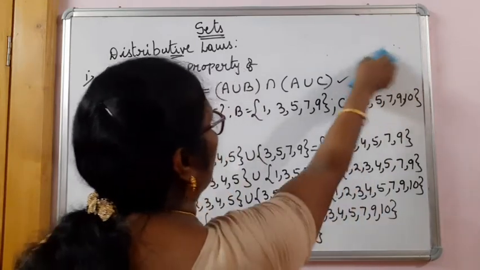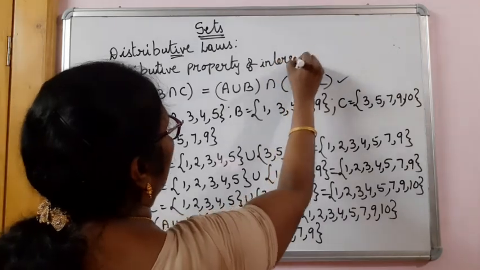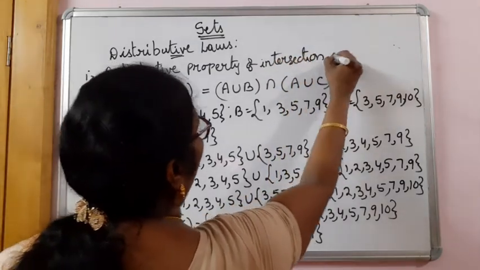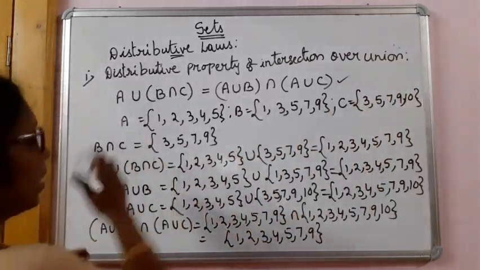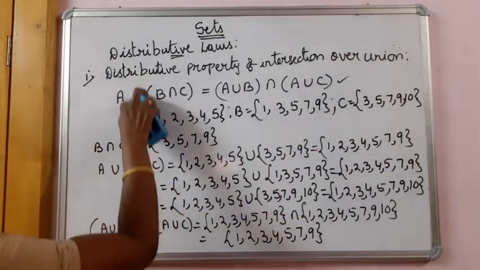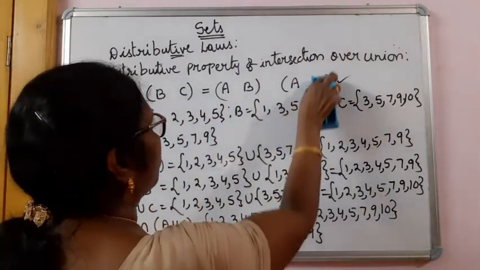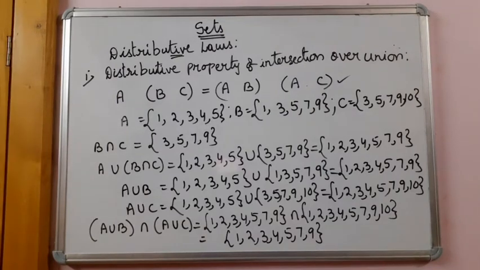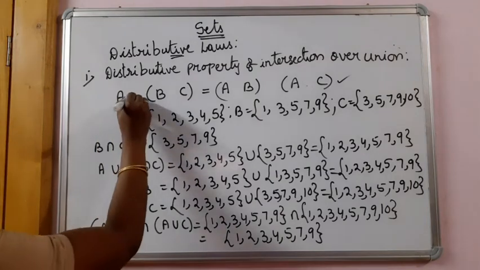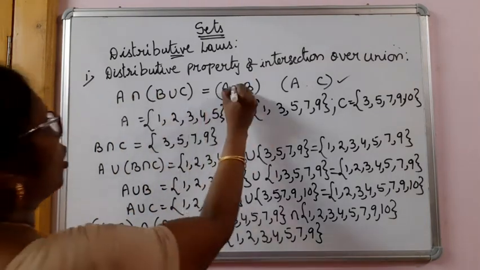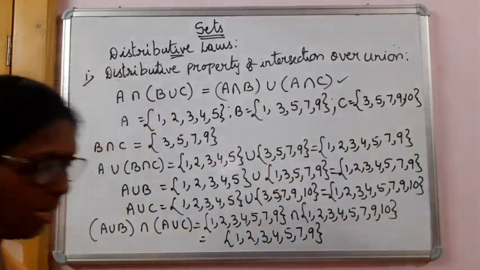Just here only I will explain so that you will understand better. Wherever union is there, you will get intersection. Wherever intersection is there, you will get union. Distributive property of intersection over union. Here you will get A intersection (B union C) equal to (A intersection B) union (A intersection C).